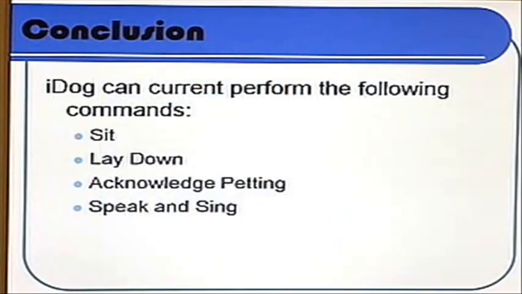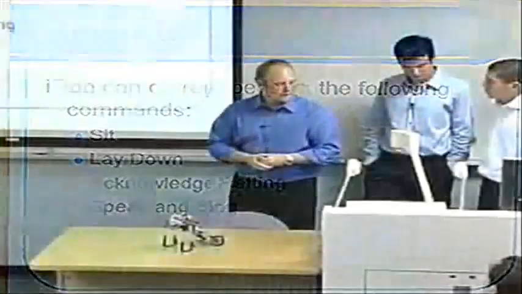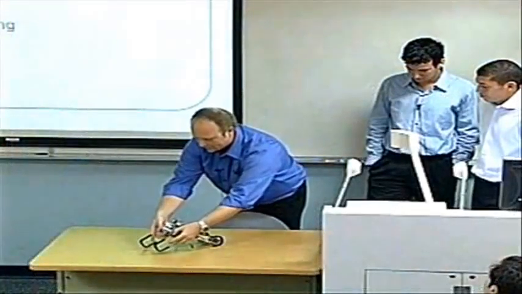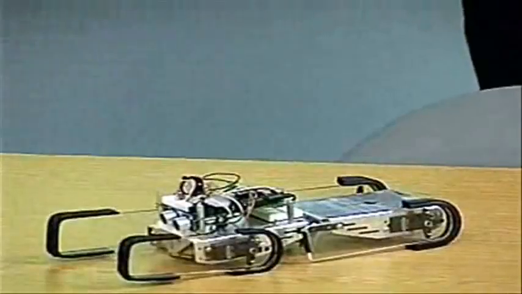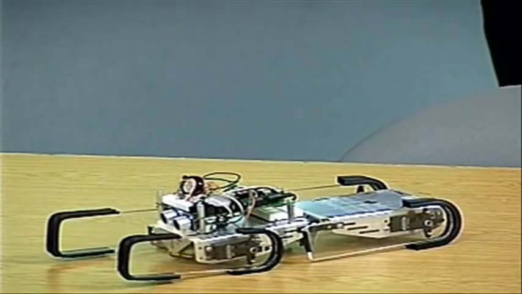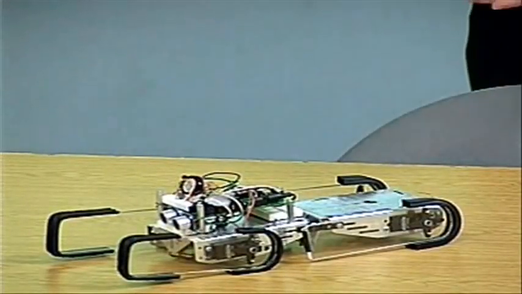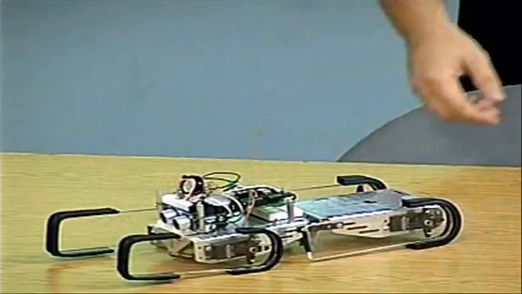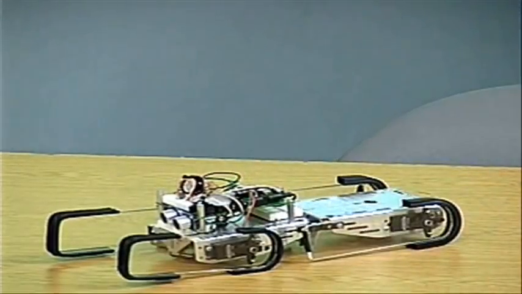And then the conclusion. Currently, in this design, the IDog can perform these commands. It can sit, as you see here. It can lay down. It can acknowledge being pet, and it can speak, bark, and sing. And this concludes our presentation.